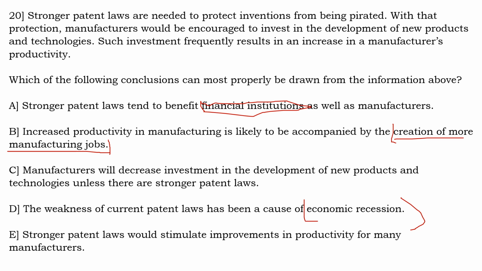So here we know from the passage that patent laws are going to increase the investment, and investment will lead to productivity. So these two facts are given to us. From this we can deduce that stronger patent laws will indirectly lead to more productivity. This is what option E is also saying. So option E is the best conclusion that you can draw from the passage given. So E should be your answer, not C.